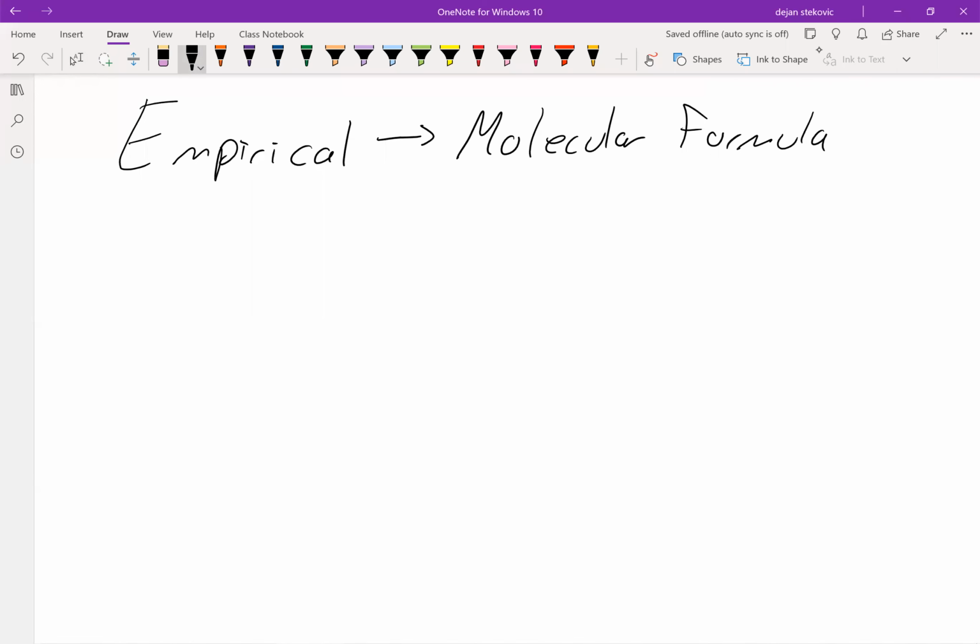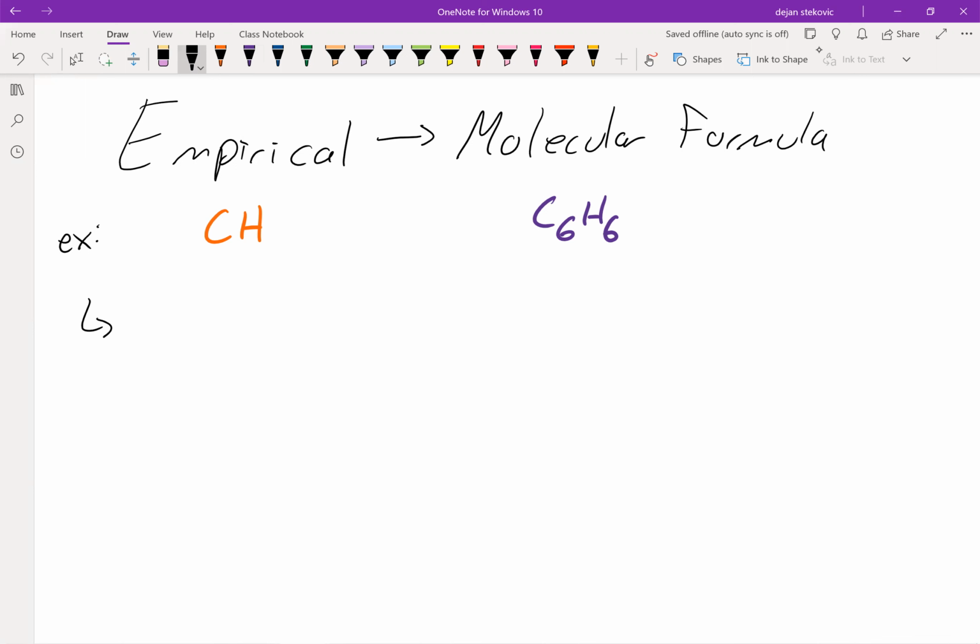All right, so we're going to take a look at how we go from an empirical formula to a molecular formula. So for example, maybe the empirical formula that you found was CH, and then maybe the real molecular formula is C6H6, right? So we're going to figure out how we go from the empirical to the molecular formula.